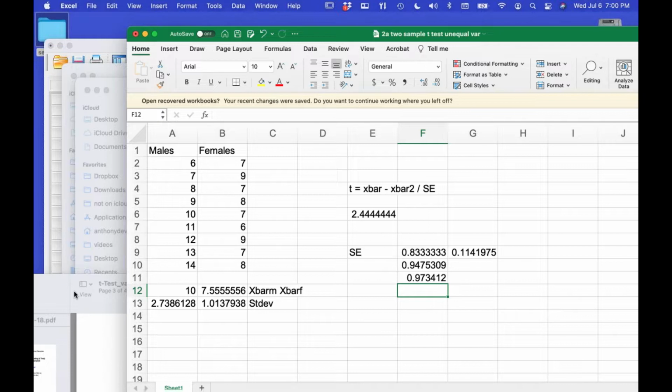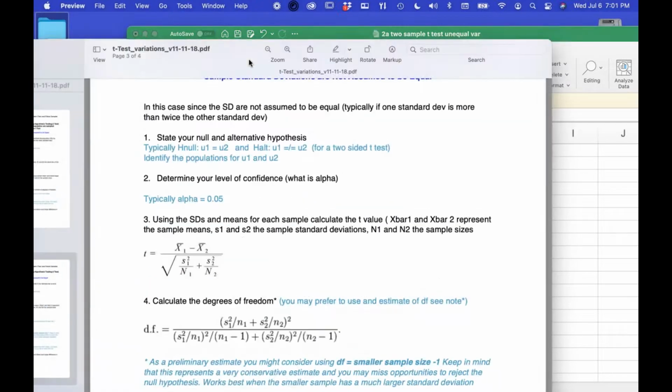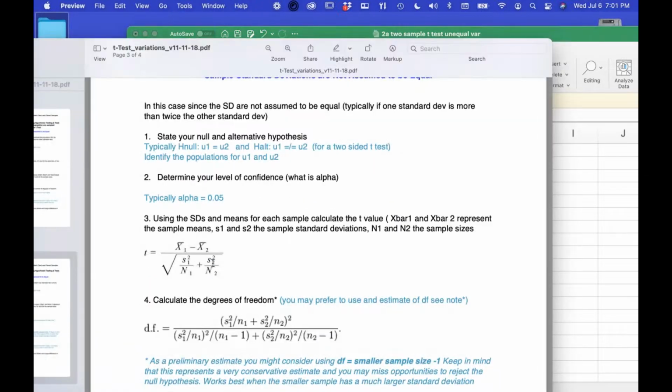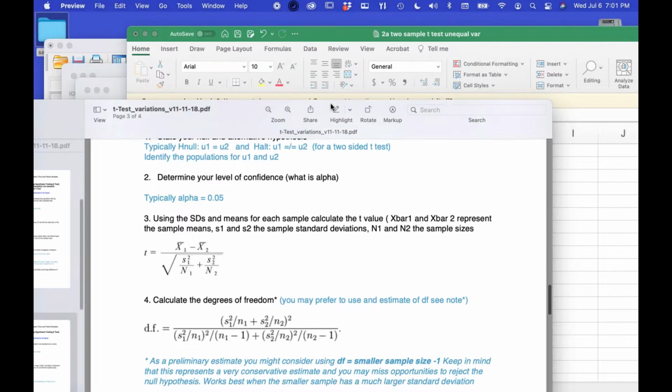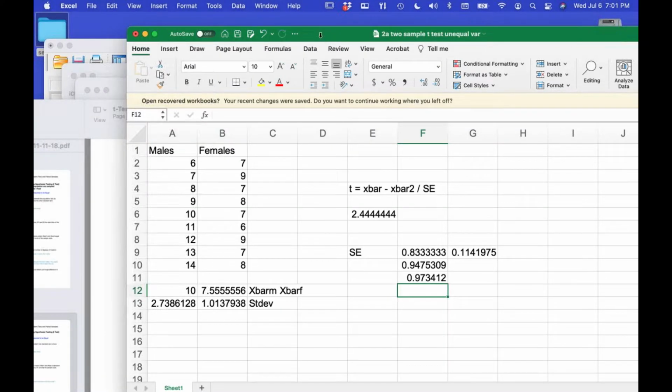Okay, so what did I do there? Let me just bring this back up. I did exactly this. I squared each one of the 2 standard deviations, divided by sample size, added them together, and then took the square root of the whole thing. I just did what's underneath this division line, right? So now that's my standard error. So now I can actually calculate my t-value.